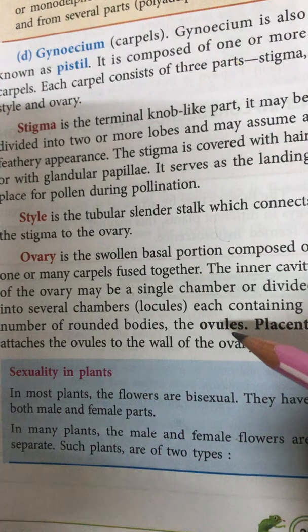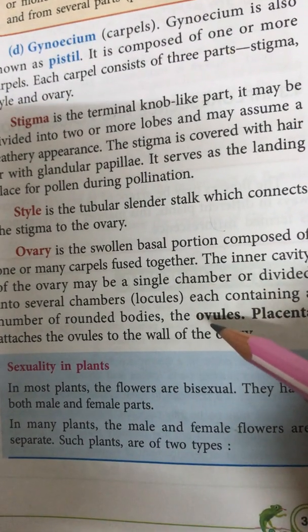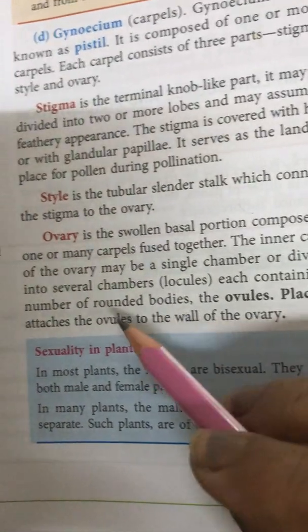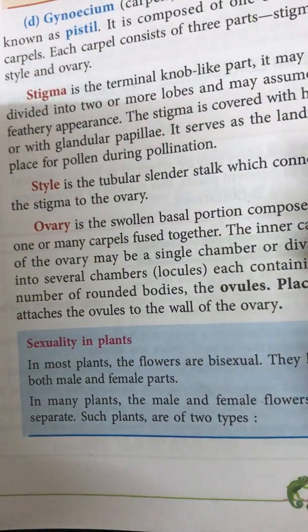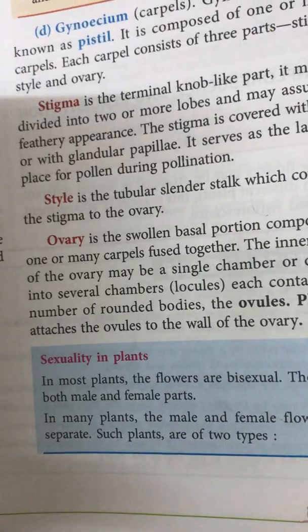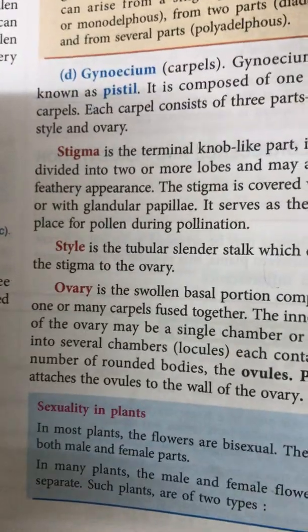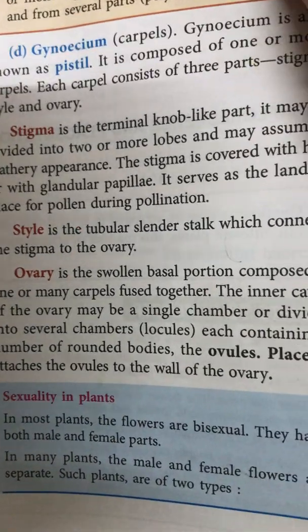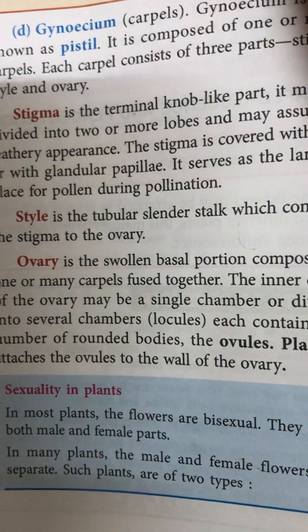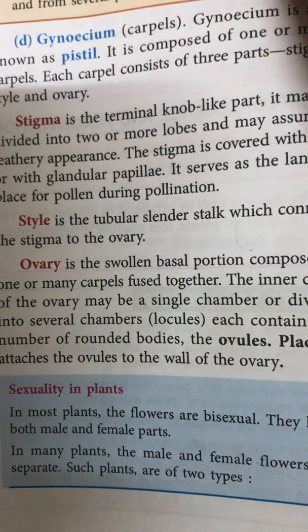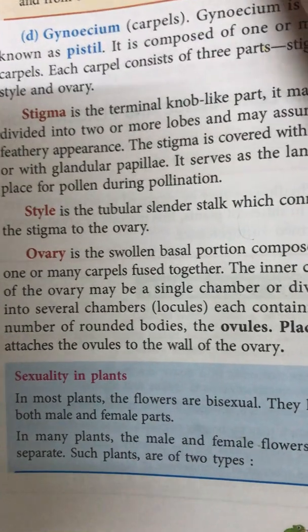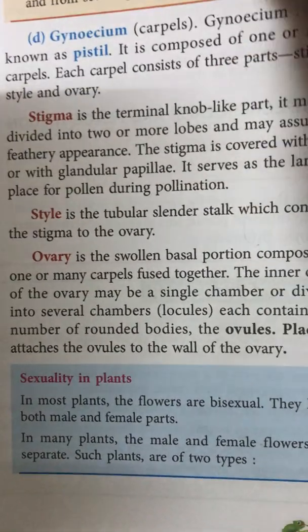Now, how the ovules are arranged inside the ovary on a structure called placenta, that is known as placentation. So placenta attaches the ovules to the wall of the ovary, and note down the arrangement of placenta inside the ovary. The arrangement of placenta, in brackets write, to which ovules are attached, inside the ovary is called placentation.